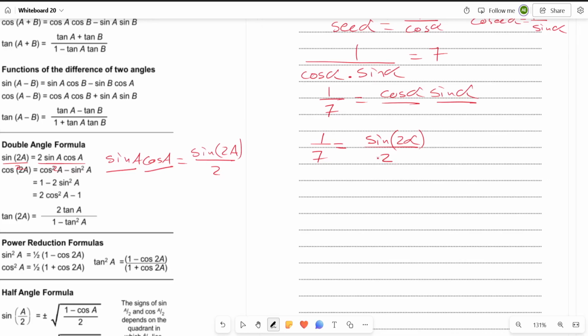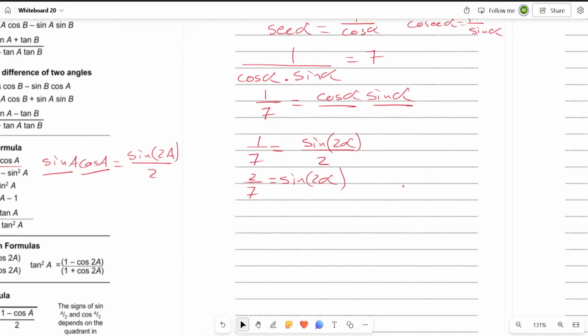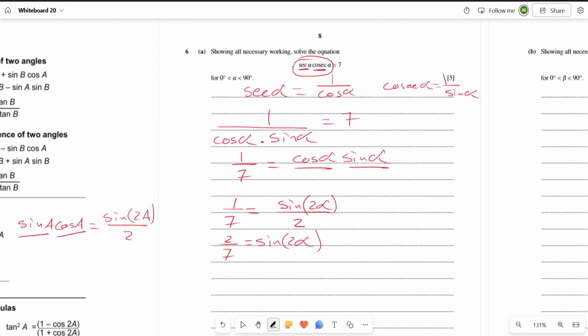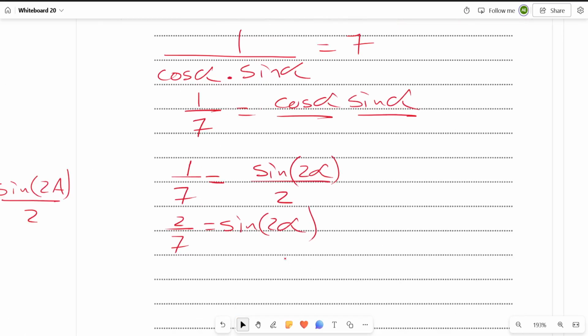Now I can take this 2 multiplied to the other side. I'm going to have 2 over 7 equals sine 2 alpha. And now I managed to reduce my trig function into something where I only have sine of something inside it equals 2 over 7. Now the trig manipulation is ended. We reached what we want. So now we go into the second part of solving this, which involves the ASTC rule.